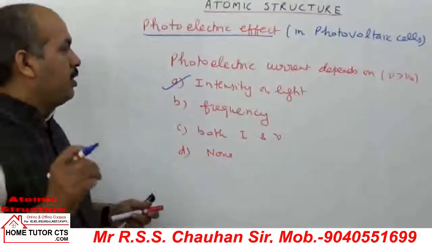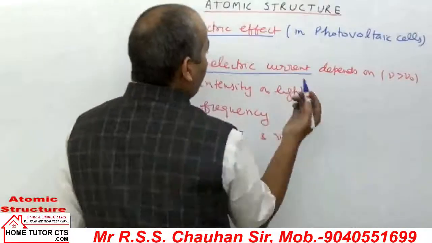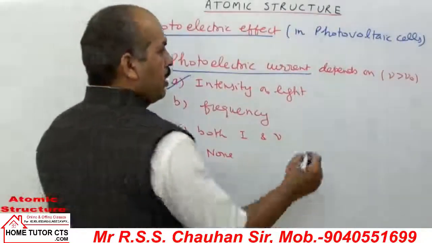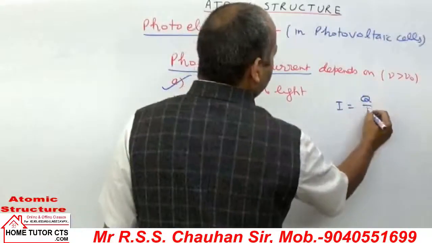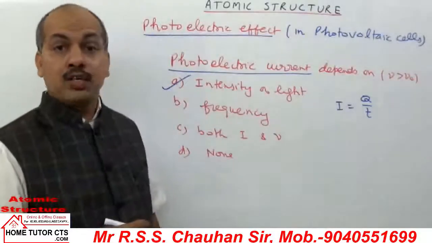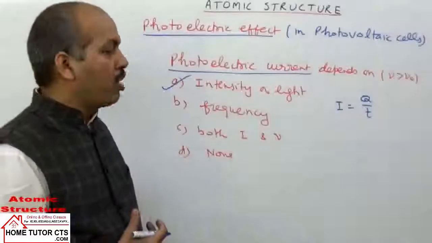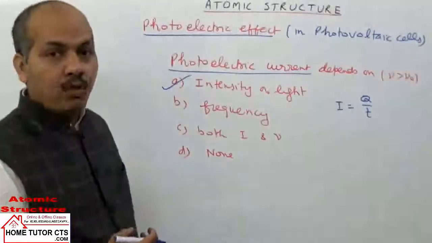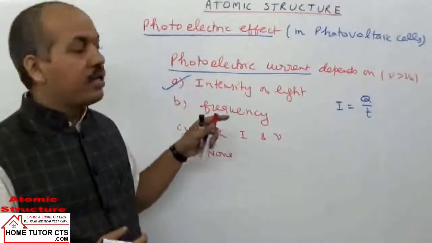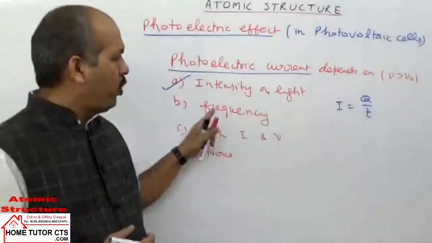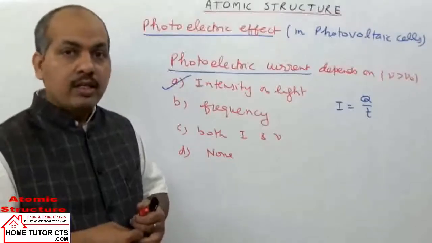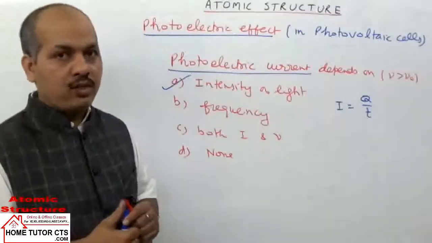No, it depends only on A, intensity of light. See, photoelectric current means, what is current? Current means rate of flow of charge is current in simple way. To have more charge, we require more number of electrons. To carry more charge, we require more number of photoelectrons. To have more number of photoelectrons, we require only one thing, that the light should have higher intensity, not the frequency of light.